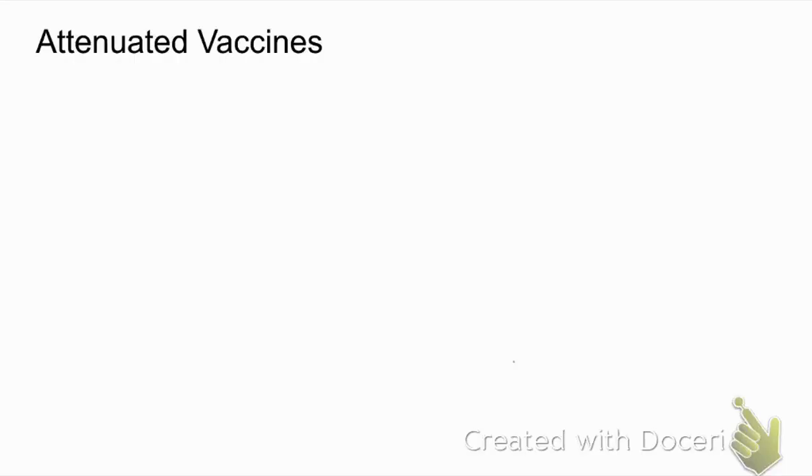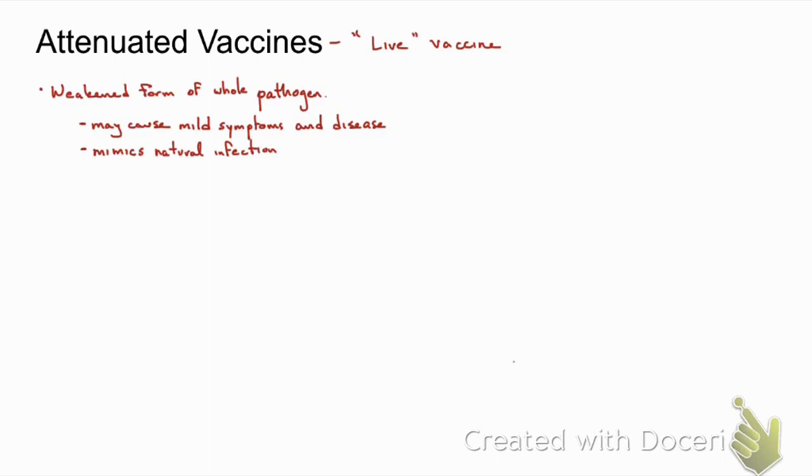Now, what we're going to do is cover 4 types of vaccines. The first we're going to talk about is an attenuated vaccine, which is sometimes called a live vaccine. Really, though, what's important to note here is that this is a weakened form of a pathogen. And so it may cause mild symptoms and disease, but it really mimics the natural infection. And because of the ability of this weakened form to replicate inside the host, it actually stimulates T helper cells, B cells, and those cytotoxic T cells.